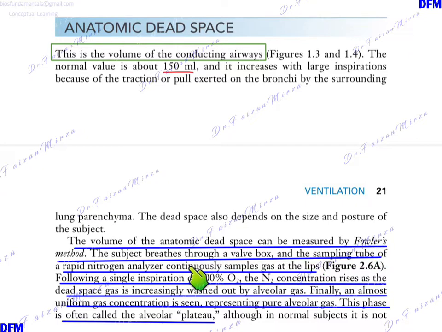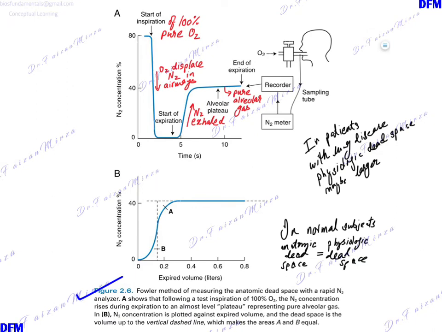Fowler's method makes the person breathe through a valve box, and a sampling tube is attached at the lips of the subject. The subject takes a breath of 100% pure oxygen, and then the person will start to exhale, and the nitrogen concentration in the exhaled gas will start to increase gradually until a plateau is reached. So this is what we see.